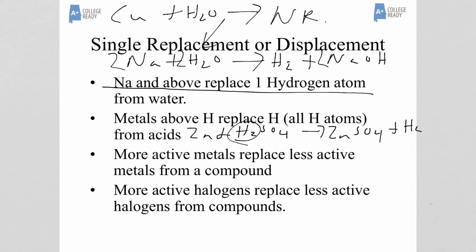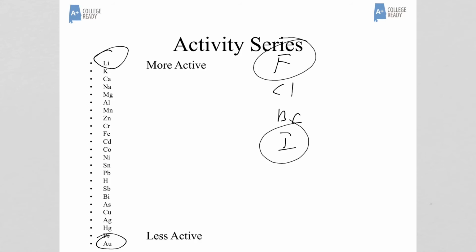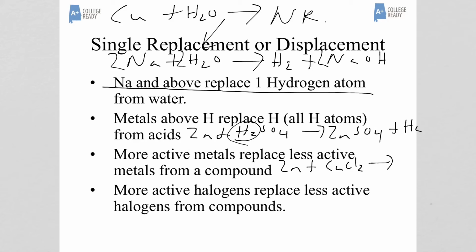Also, metals can replace other metals from a compound. For example, we might have zinc plus copper chloride. For this to happen, zinc has to be above copper on the activity series. And as you can see, zinc is above copper. So zinc will replace copper. So we'll end up with zinc chloride plus copper metal.